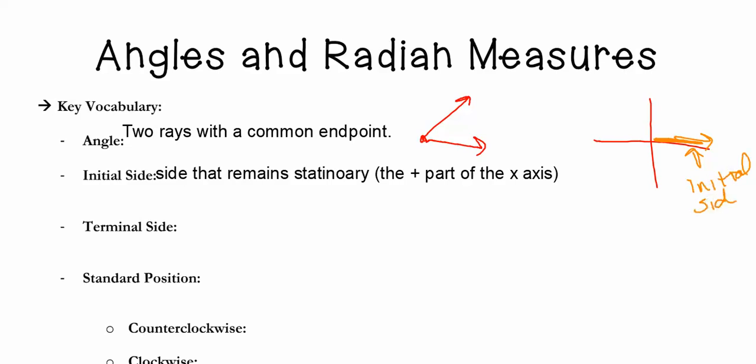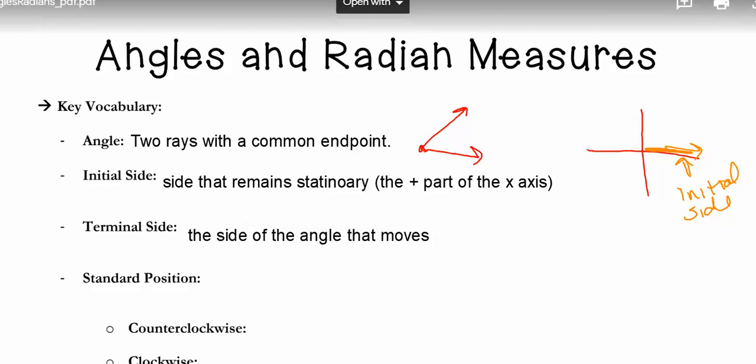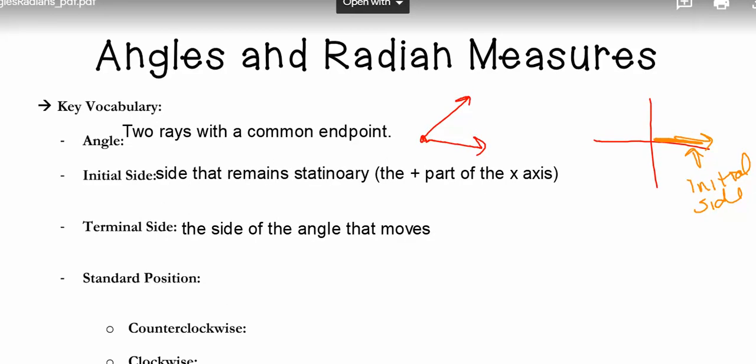Okay. So now, the terminal side is the side of the angle that moves. So when I take my angle, right now my two rays are stacked on top of each other, and when I move it up, that's going to get me that ray, and that's going to be my terminal side. So my initial side stays stationary, and my terminal side is the one that moves.